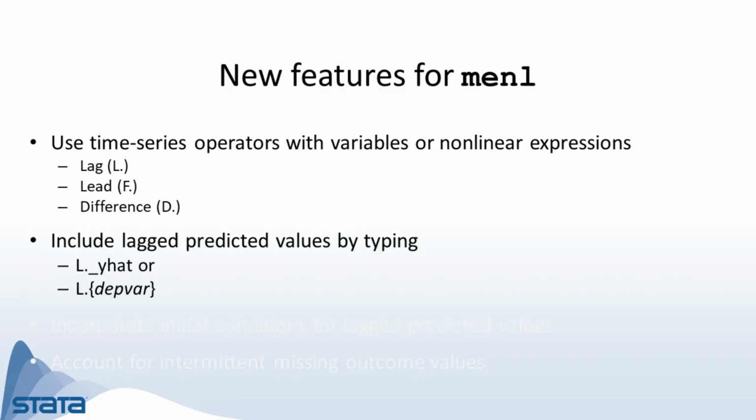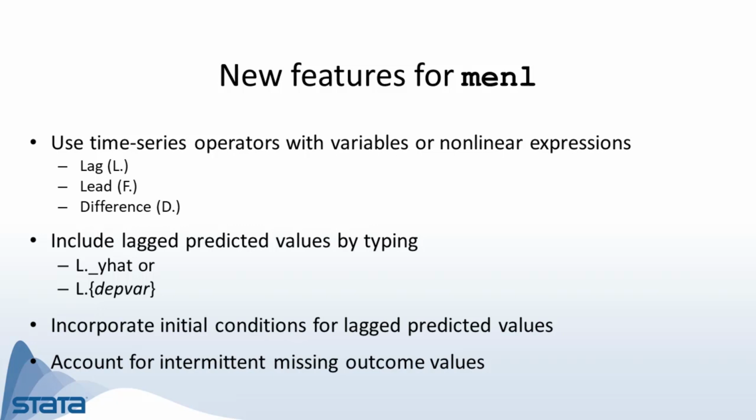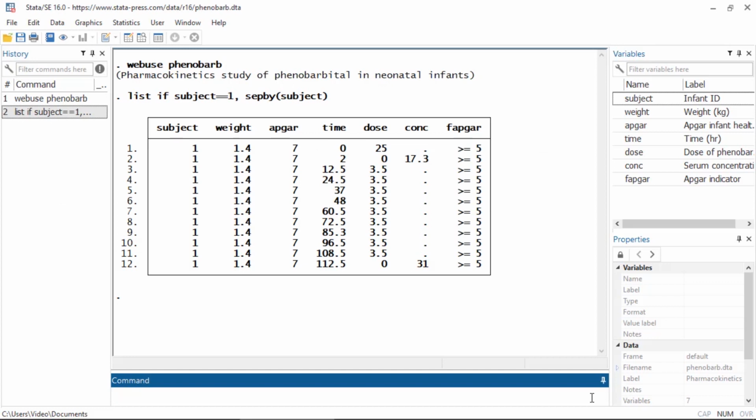You can now include lagged predicted values in your expressions with menl by using one of the following specifications. I'll demonstrate how you can use these new features with an example using multiple dose pharmacokinetic data. I've loaded the phenobarb dataset into Stata, which contains data from a study of the neonatal pharmacokinetics of phenobarbital. In this study, each infant received one or more intravenous doses, and 1 to 6 blood serum phenobarbital concentration measurements were obtained from each infant. Other variables of interest are birth weight and a dichotomized Apgar score, which is a measure of physical condition.